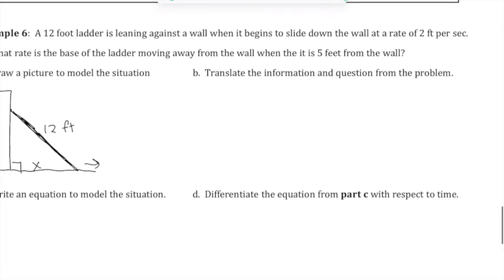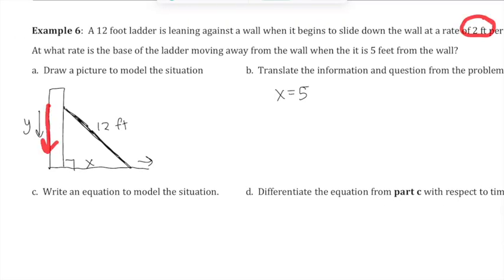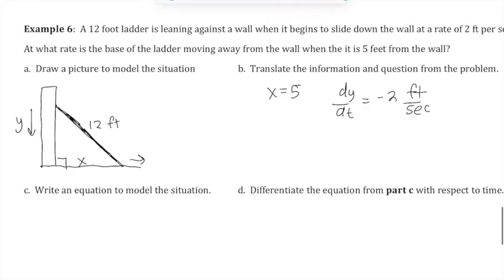So let's translate the information from the problem. We know x is going to be equal to 5, because again, it says when we're 5 feet away from the wall. So this point right here is going to be 5. Now, this rate right here, since it is decreasing on the y value, dy/dt is going to be -2, and that's going to be feet per second.